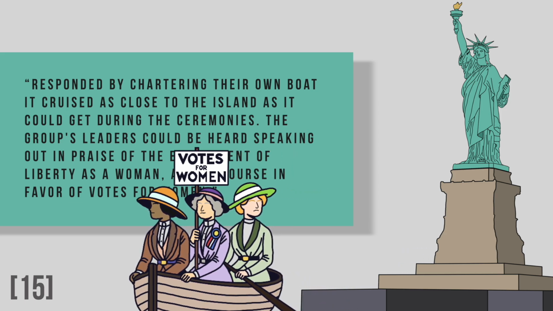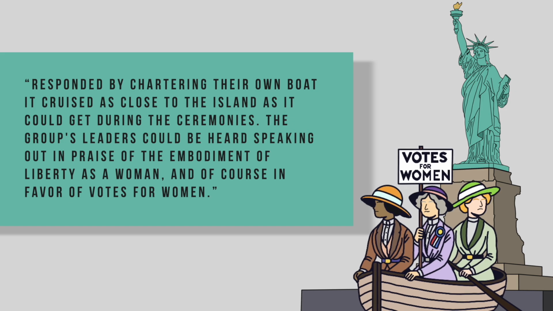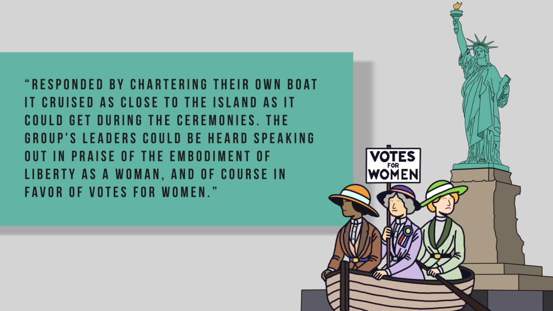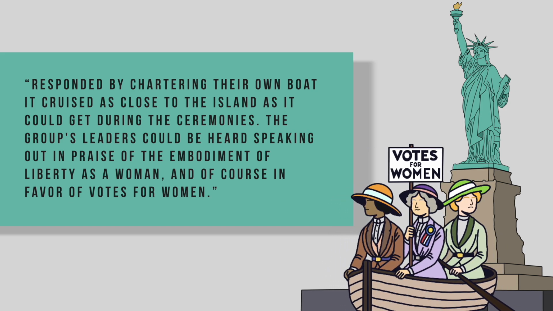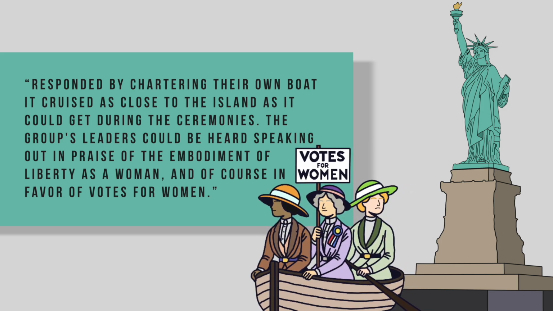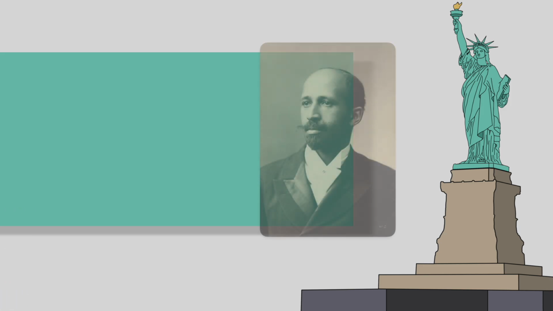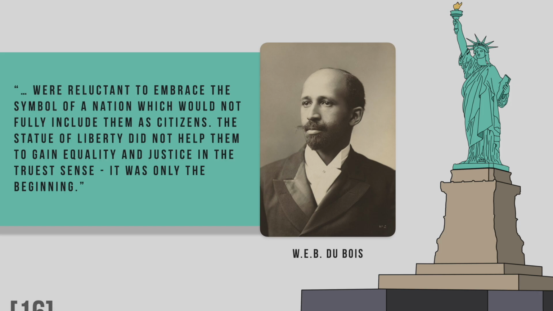It cruised as close to the island as it could get during the ceremonies, and the group's leaders could be heard speaking out in praise of the embodiment of liberty as a woman, and of course in favor of votes for women." As noted by the National Parks website, Reconstruction-era civil rights activist W.E.B. Du Bois felt the activists, quote, "were reluctant to embrace the symbol of a nation which would not fully include them as citizens.